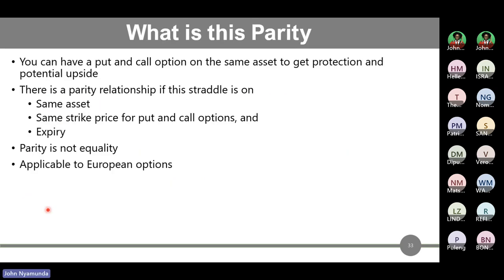Now we are going to do what we call put-call parity. We are left with about 16 minutes, so we are getting close to the end. When we talk of parity, it's easier to explain it in terms of economics 101, which I think most of you would have done by now. Parity is not equality. That doesn't make sense. The easiest explanation about parity might go this way.